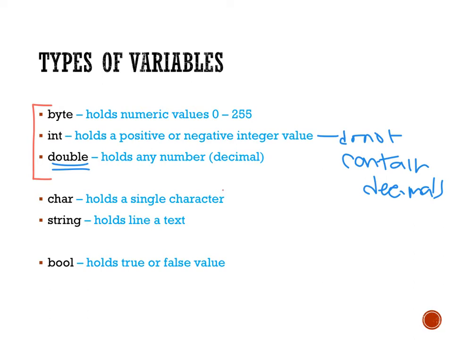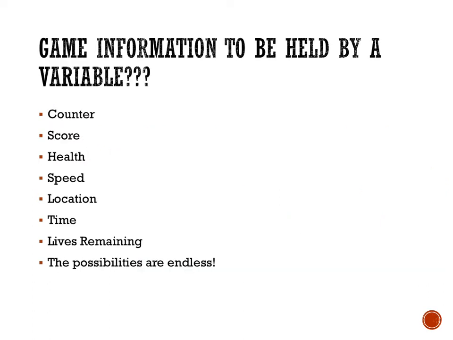Then you also have ones that hold those letters. So you have a char, which holds a single character, and then you have a string, which can hold a line of text inside of quotations. So if you had a message you wanted displayed or something like that, that would be held in a string. And then you also have a Boolean value, or a Boolean variable type, that can hold true or false values. So you have your numbers, you have your letters, and then you have true or false variables that you can, in fact, create. So variables will be used quite often in game design.